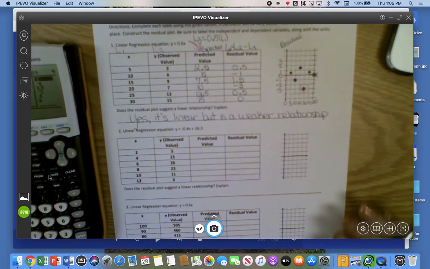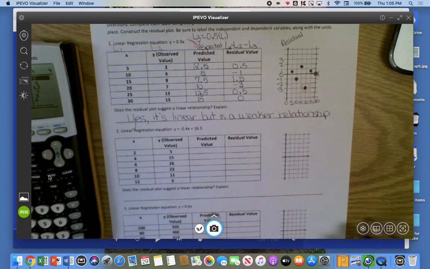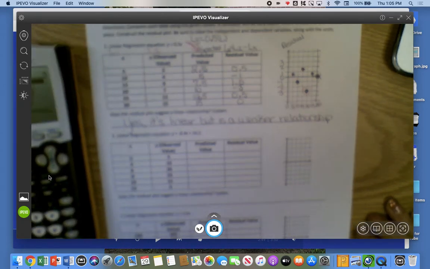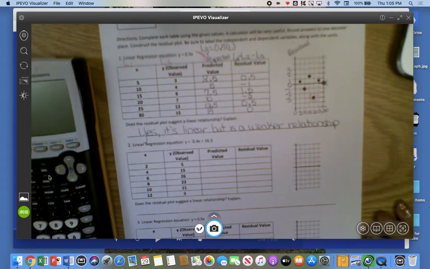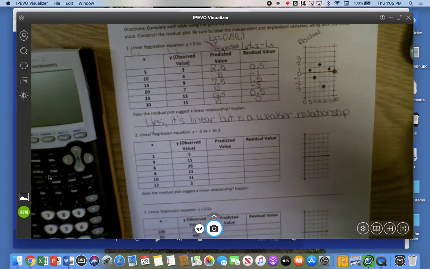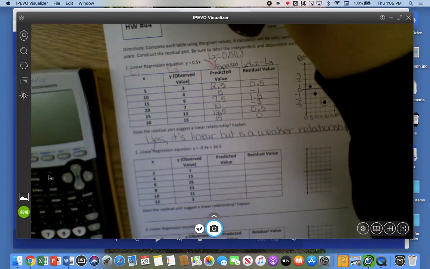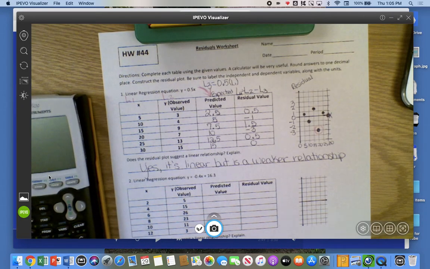So I want to take a look at number 2, just so we can get in the practice of it. I'll say this is the first time I've used this camera, so just bear with me. I'm hoping that it shows up nice and neat.